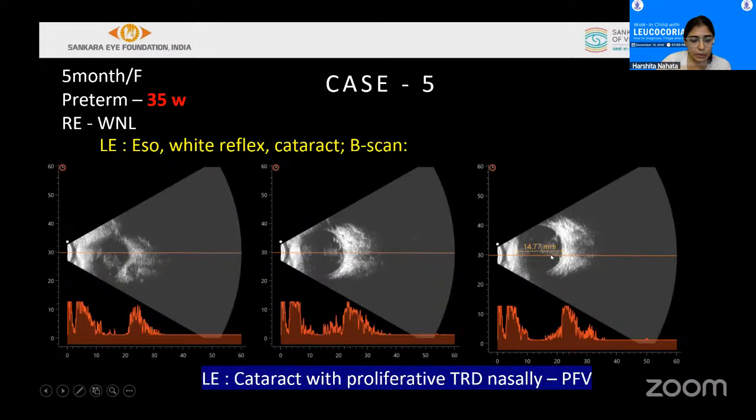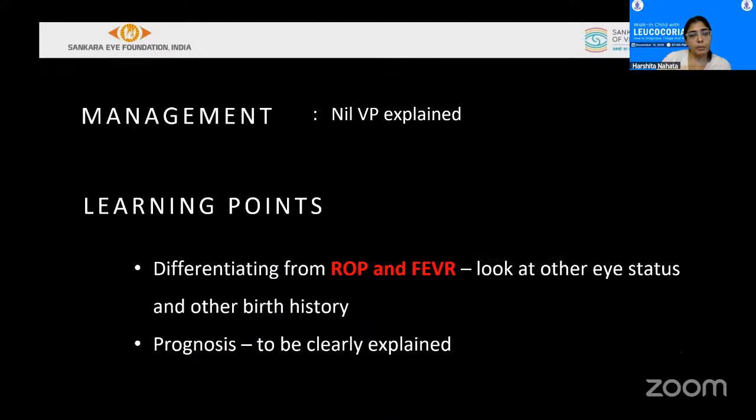Now, this child was diagnosed to have a left eye cataract with a proliferative TRD nasally, which is another advanced presentation of PFV. The parents were counseled that the prognosis is not very good, so nil visual prognosis was explained. However, it was planned to take up the child for examination under anesthesia. Learning points from this case are mainly differentiating such children, who may present with a history of premature birth and low birth weight, from ROP and FEVR. For this, you need to look at the other eye status and other birth history factors, like this child had a normal birth weight.